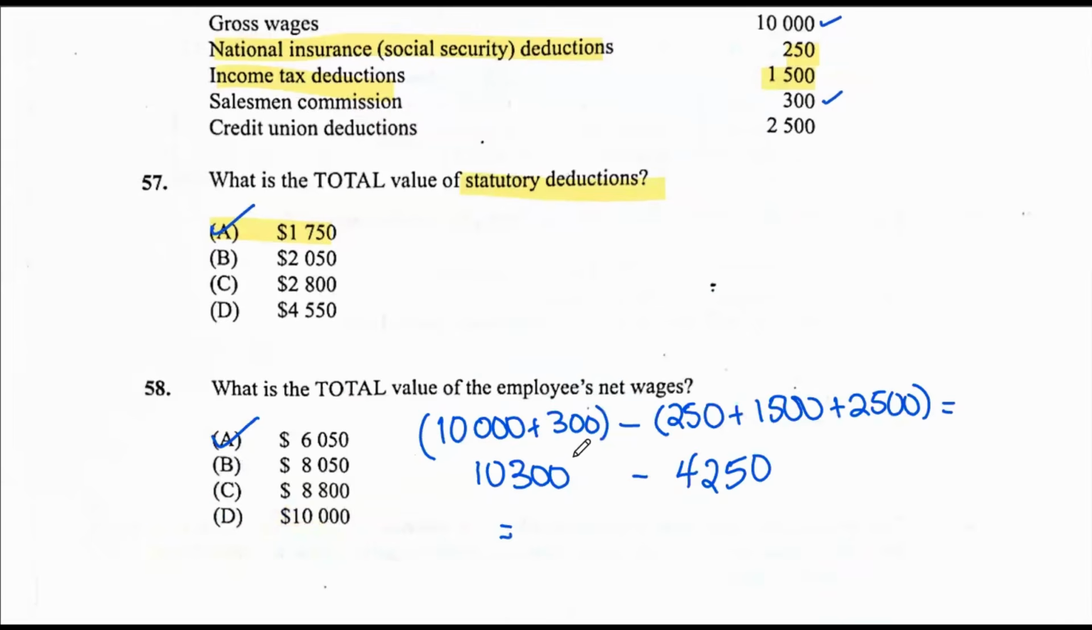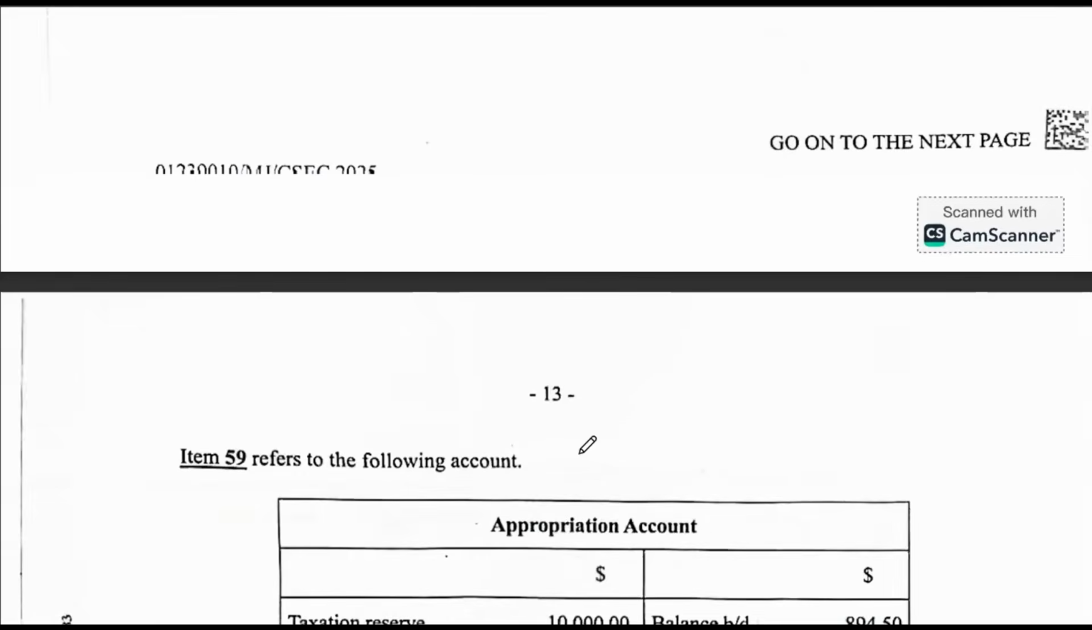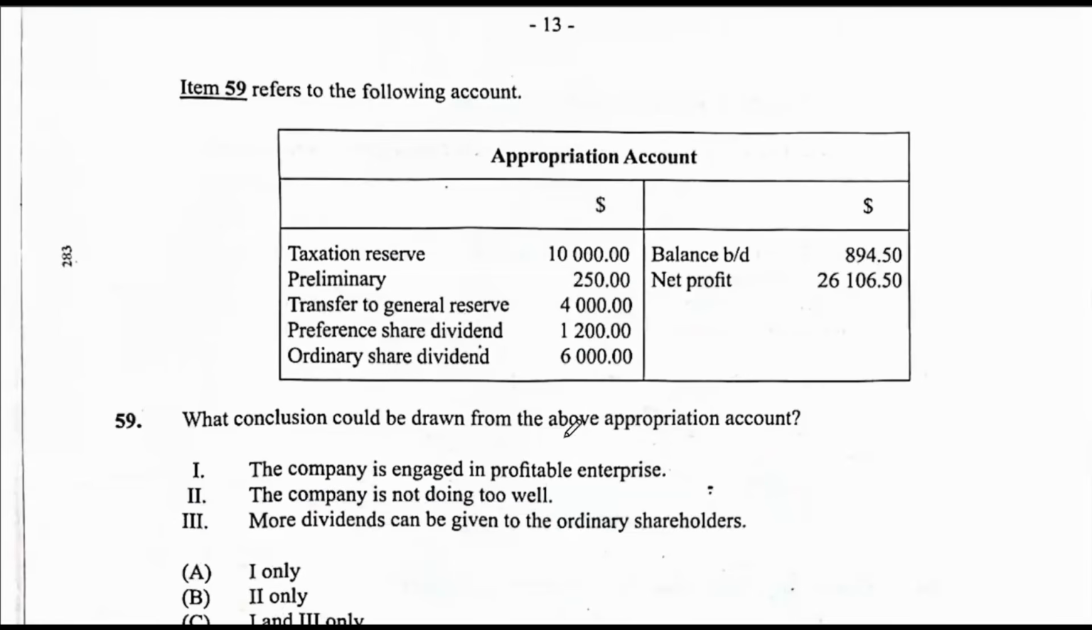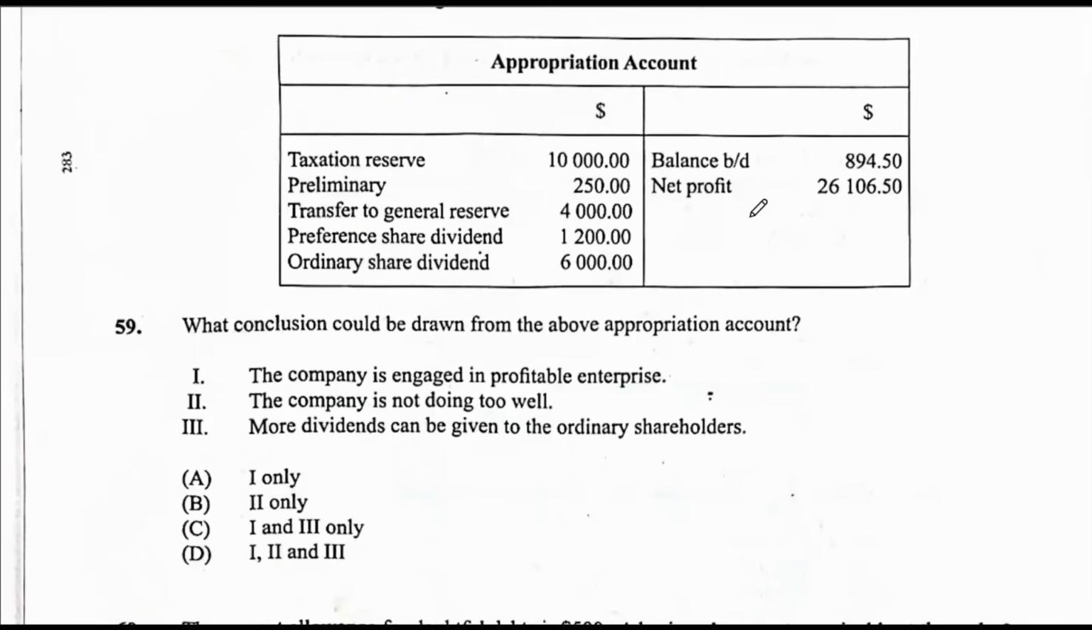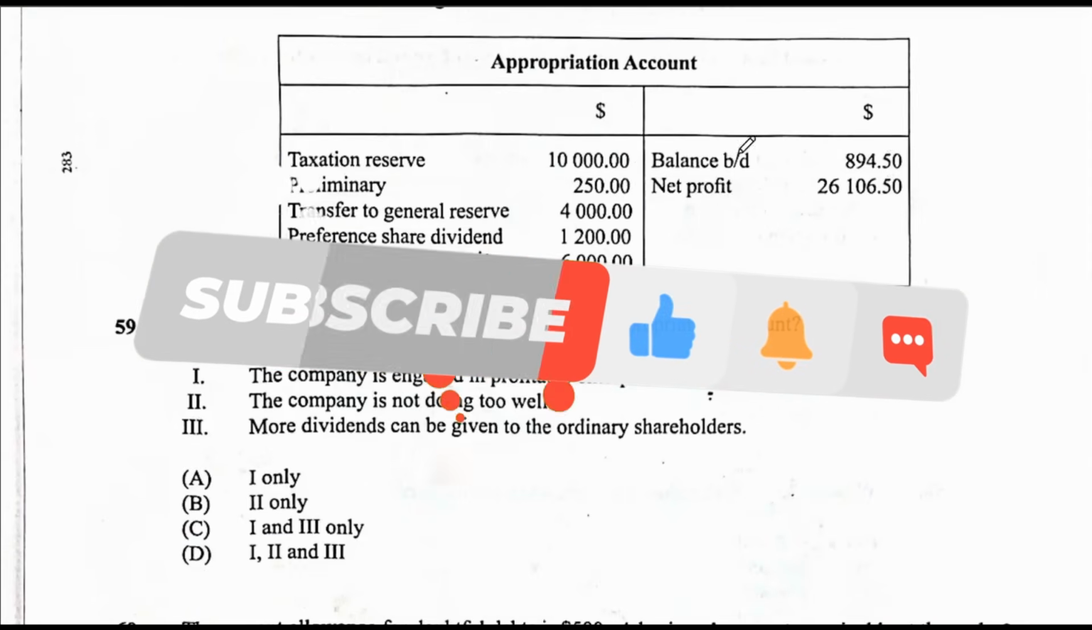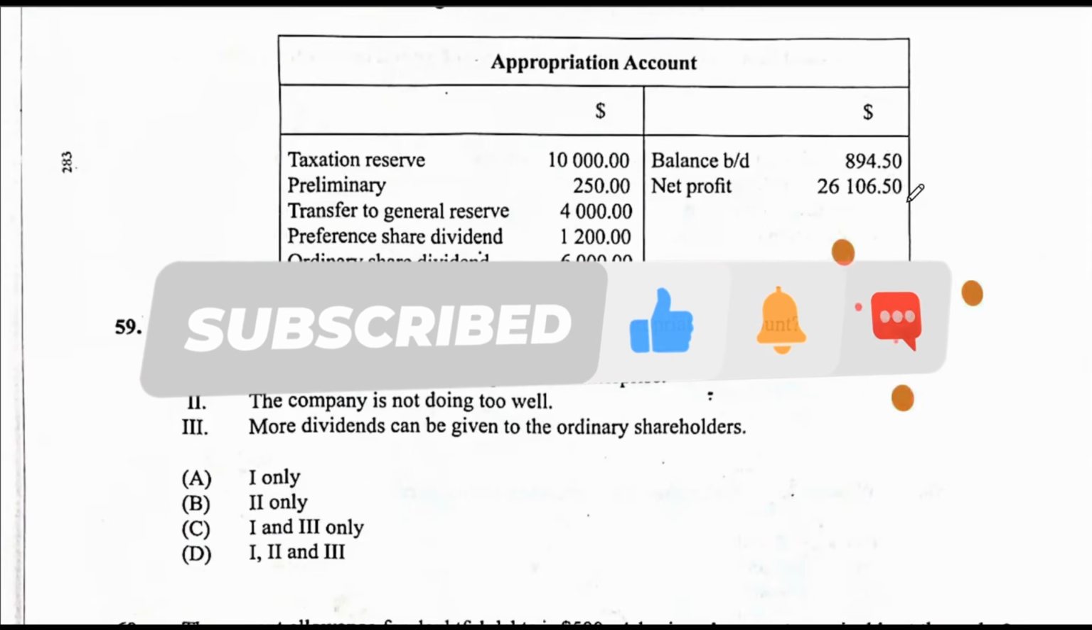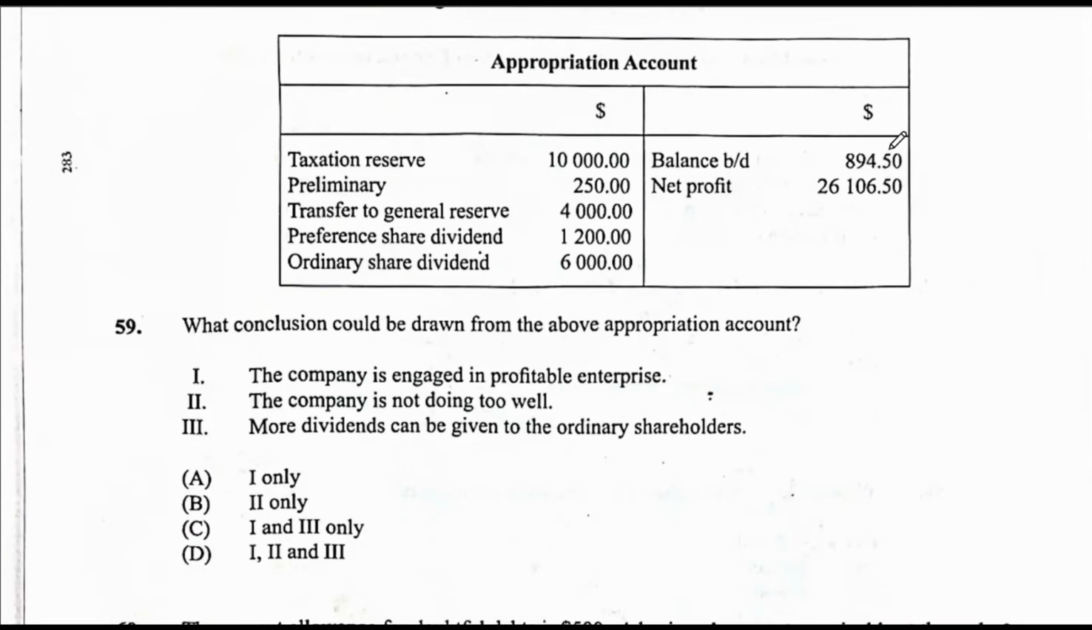Looks really well. Alright, so you're on the home stretch, guys. Let's close this off. So question 59 shows us an appropriation account and asks what conclusion can be drawn from the above appropriation account. Well, the appropriation account for a company basically shows how much money the company earns on the credit side and what amounts they have put aside already. So if you look at it very carefully, they have 26,000 in net profit and retained earnings from before as 894.50. And then they actually put aside some funds here. How much have they put aside, guys?